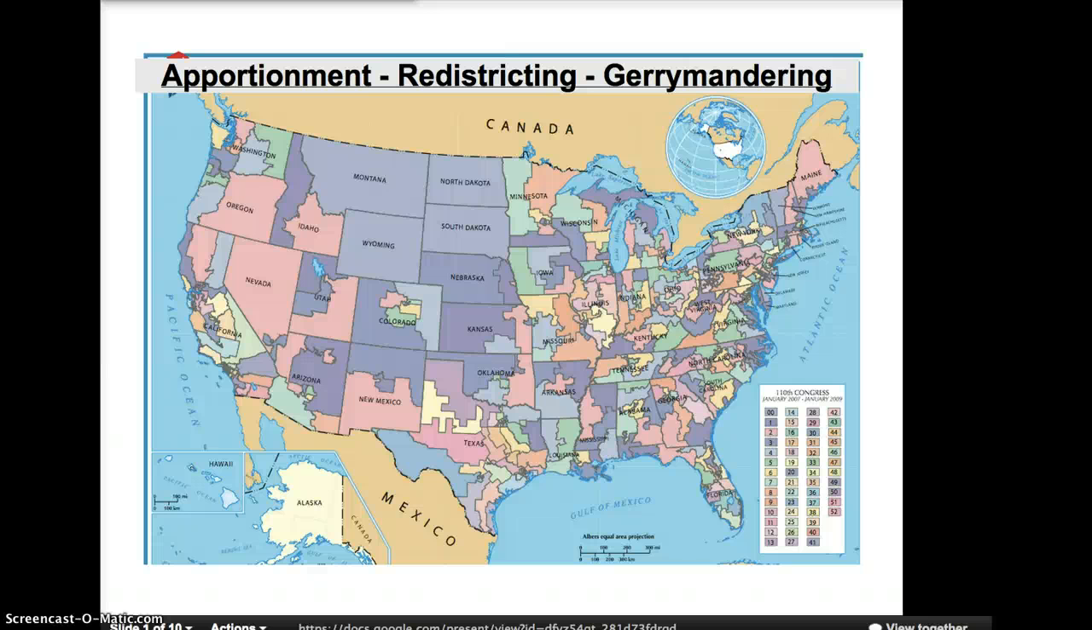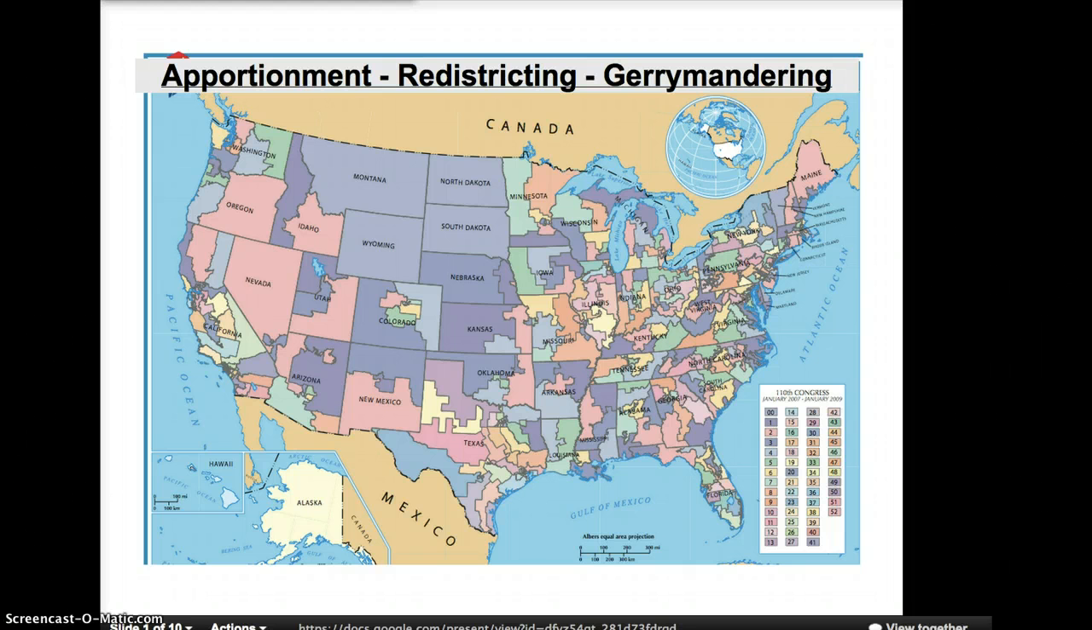Today we're going to be studying the process of apportionment, redistricting, and gerrymandering. I would like you to write these three words across the top of your notes page for today. As you can see by the picture on the screen, the process of apportionment, redistricting, and gerrymandering all have to do with maps, specifically where the representatives come from that serve in the United States House of Representatives.